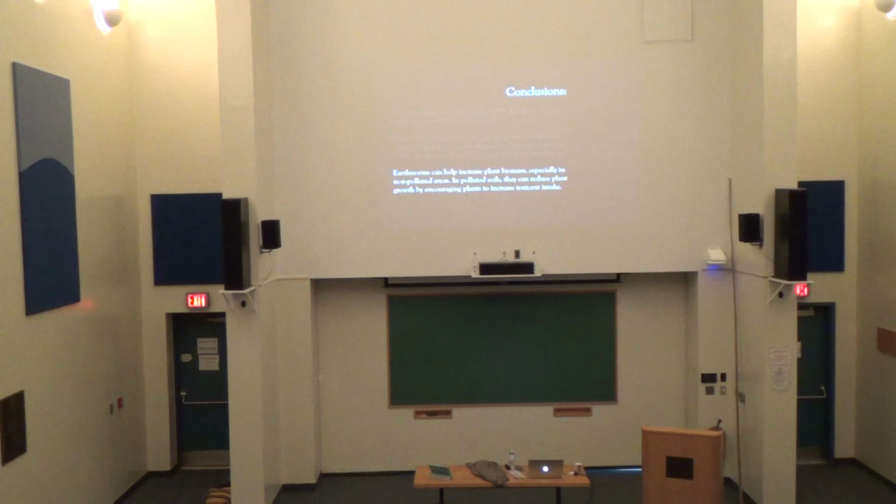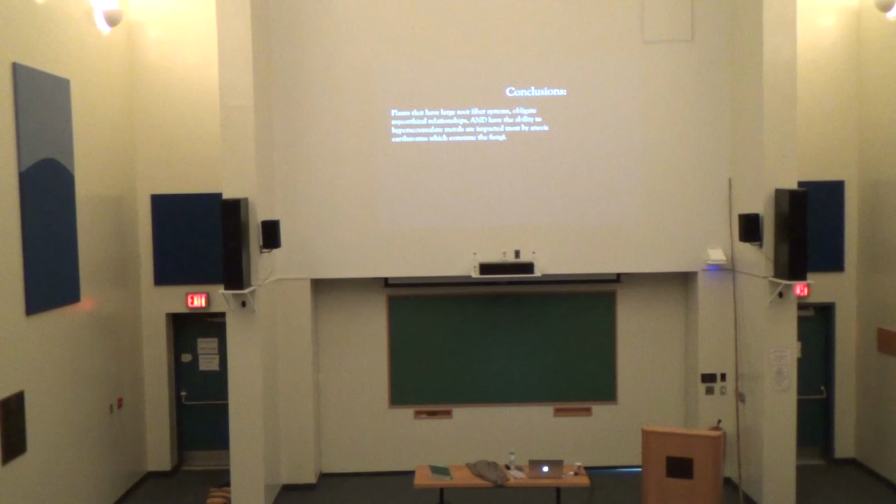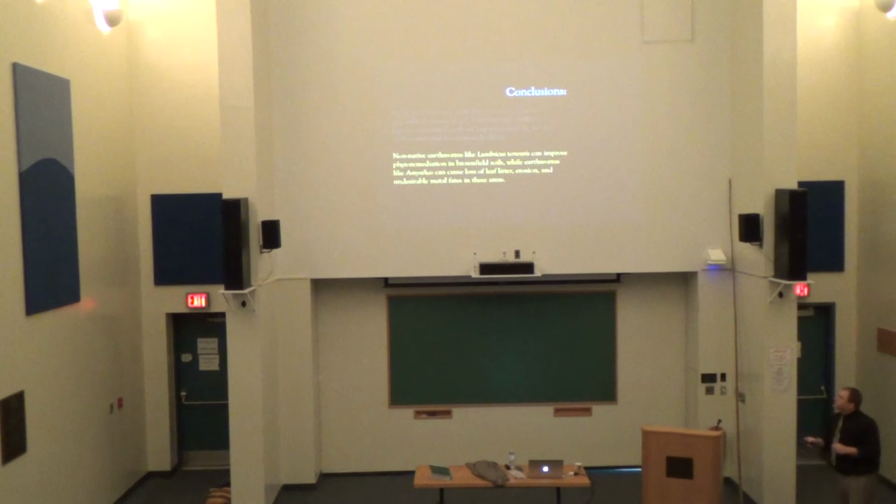Plants that have large root fiber systems, 237 square meters in a 4-month-old plant, obligate mycorrhizal relationships, and have the ability to hyperaccumulate those metals, are going to be impacted most by anecic earthworms, deep burrowing ones, that are going down deep enough to really consume the mycorrhizal fungi that are on the roots. And the big one, the answer to our question, as much as we can tell right now, is that non-native earthworms like Lumbricus terrestris can improve phytoremediation in brownfield soils.